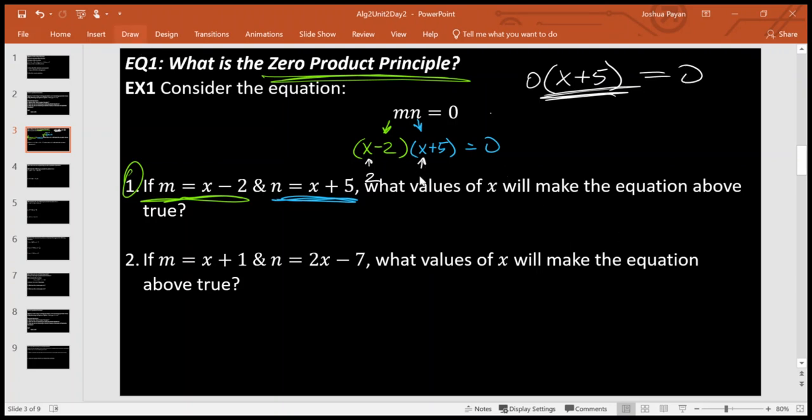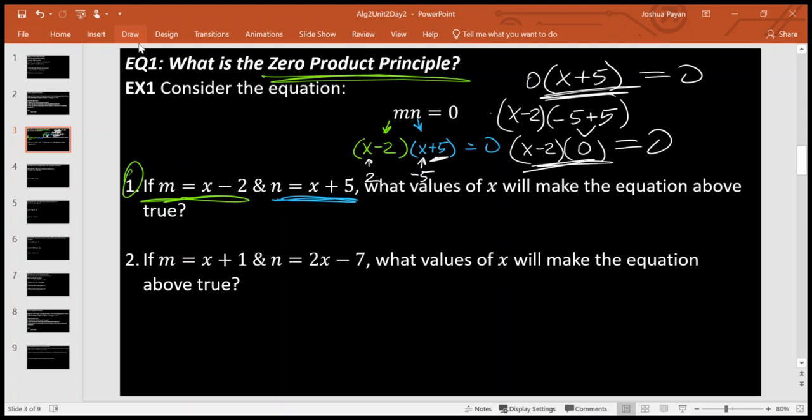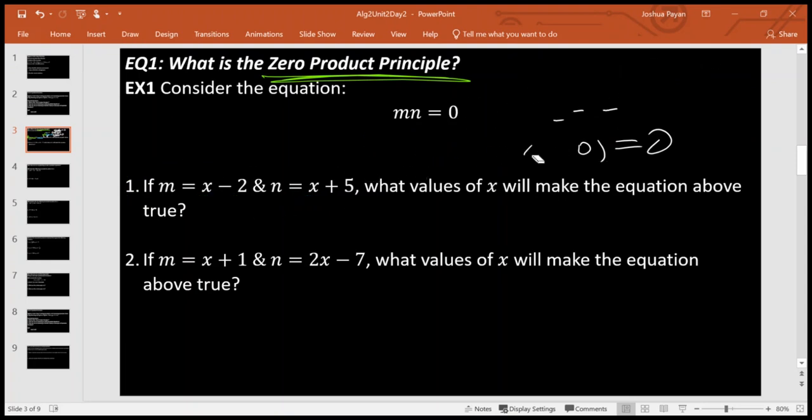And same idea over here, I would say negative 5. Negative 5 plus 5 is 0, and it doesn't matter what x minus 2 is. This is going to be 0 times x minus 2. And actually, that would be negative 7, but anyway, negative 7 times 0 is still going to give me 0. Okay, so very simple what the zero product principle is.